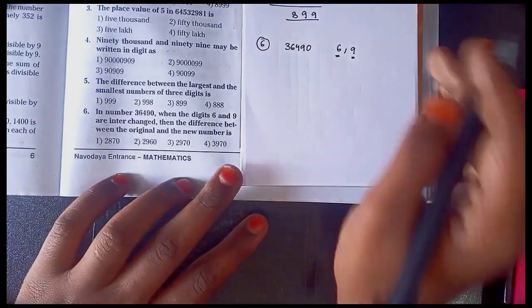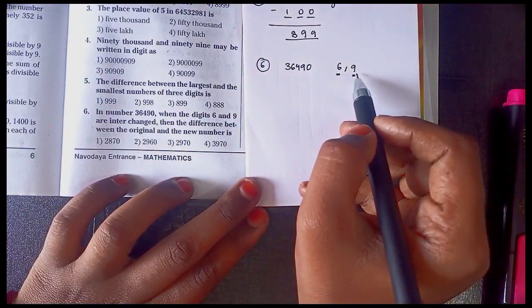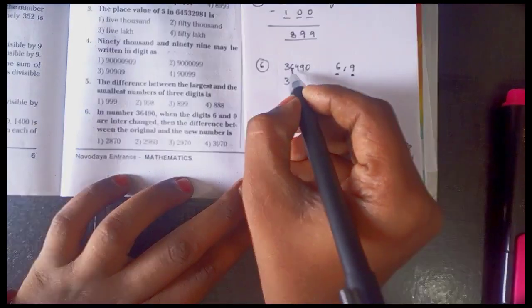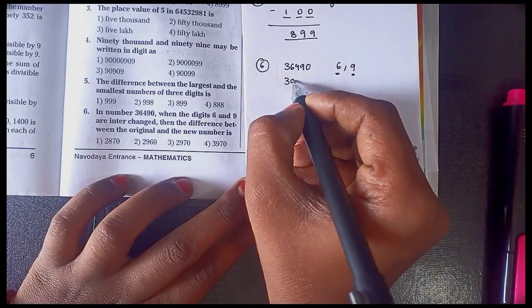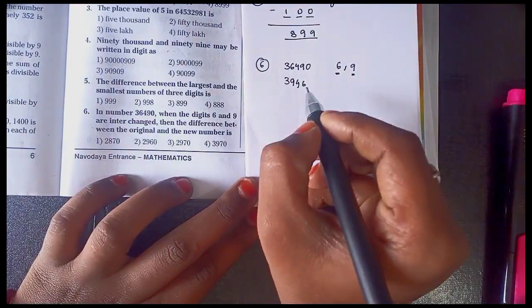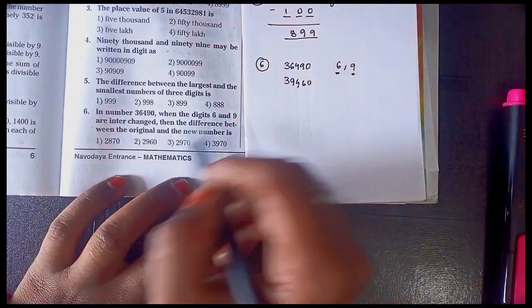Let's swap these digits and make a new number in which the place of 6 is filled with 9 and the place of 9 is filled with 6. Here 3. Next one is 6, so we have to keep it as 9, and 4 stays the same, and in place of 9 we have to keep 6, and 0. Next we have to find the difference between the original number and the new number.